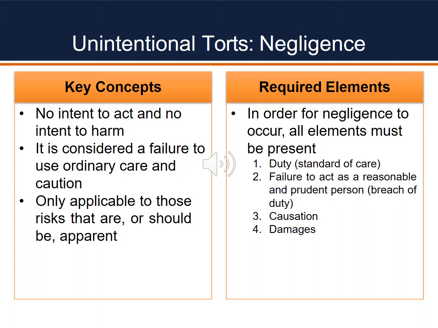In order for a negligence claim to be made, all of these 4 elements must be present. I'm going to help us work through these in the remaining sections. First, there has to be a duty or a standard of care. Second, there has to be a failure to act as a reasonable and prudent person, or a breach of that duty. Number 3 indicates we have to have causation, and number 4 says we have to have damages. In order for negligence to occur, all 4 elements must take place. Let's talk about those elements individually in the coming slides.